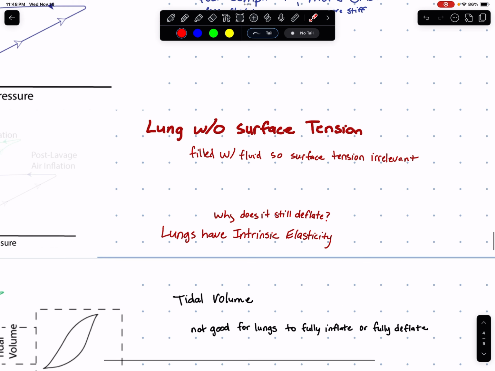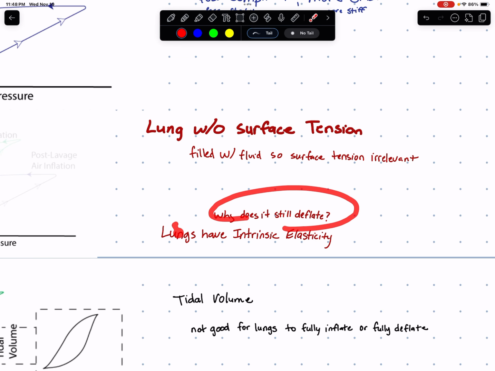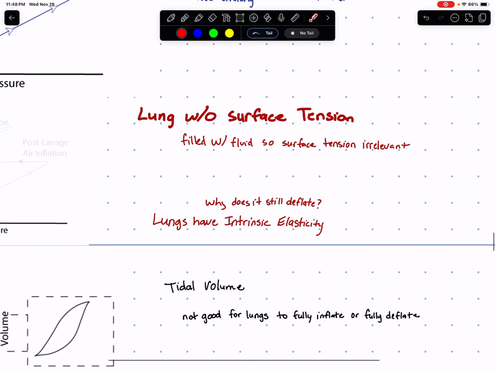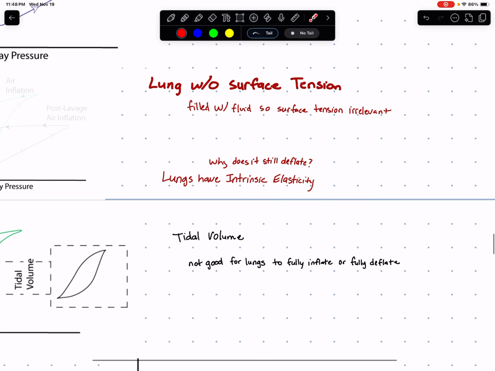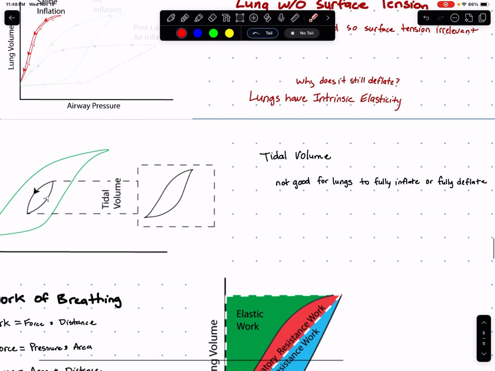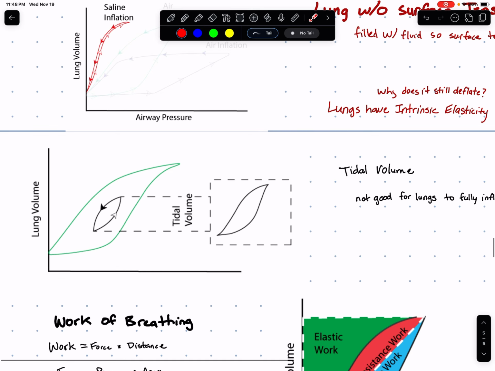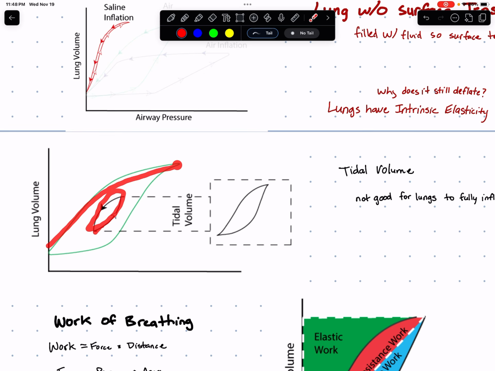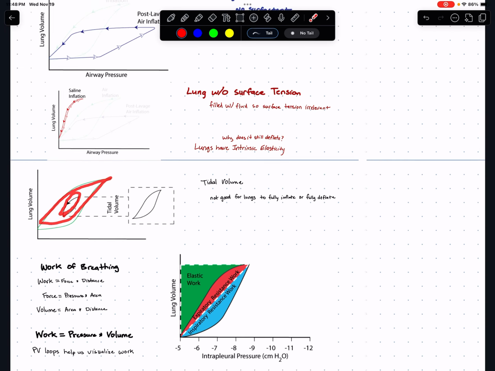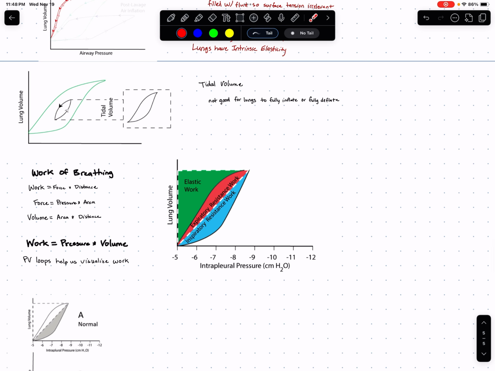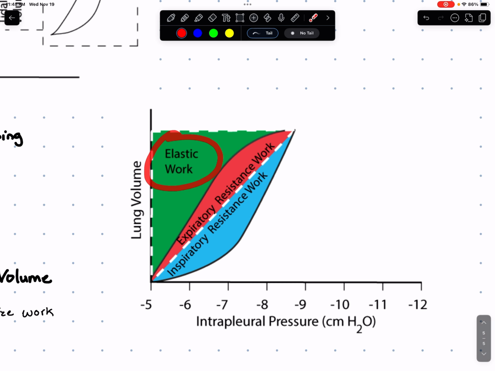This actually demonstrates something interesting. Lungs have intrinsic elasticity. It's not just contingent on surface tension. So, lastly, we have tidal volume. It's not good for lungs to fully inflate or deflate. So, it's actually looking like this. This is maximum. This is minimum. So, yeah, and here we go. This nice graph of the work.